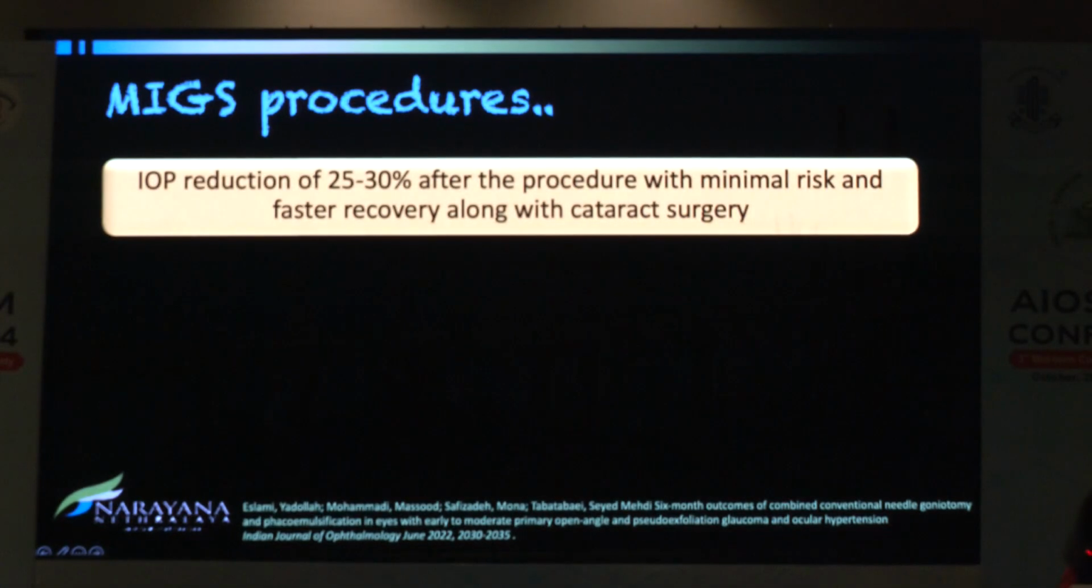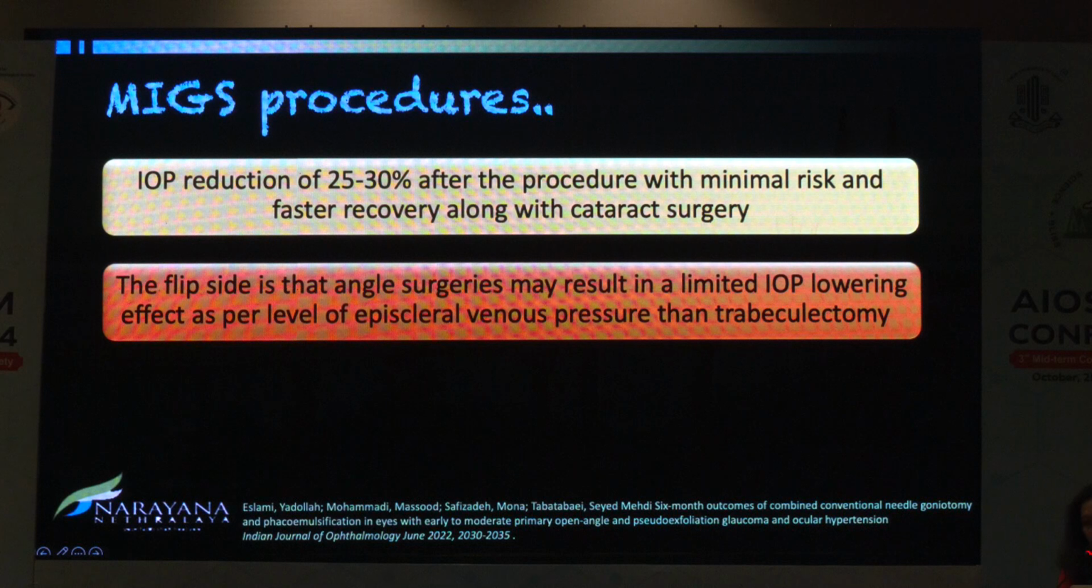I would just conclude by saying that the mixed procedures do provide 25 to 30% intraocular pressure reduction with minimal risk and faster recovery along with the cataract surgery. The flip side is that angle surgeries may result in limited IOP lowering. That means you cannot reduce the intraocular pressure below episcleral venous pressure. So in patients where you require pressure in the single digit, you cannot achieve it by MIGS alone. You may have to supplement with drops, or you may have to resort to trabeculectomy.